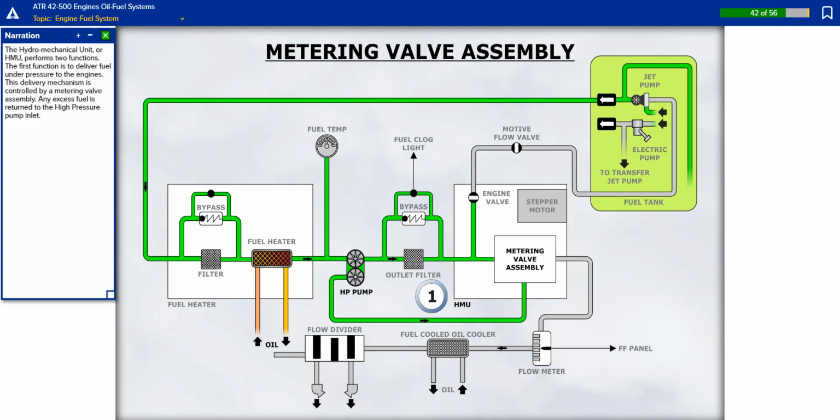The hydromechanical unit, or HMU, performs two functions. The first function is to deliver fuel under pressure to the engines. This delivery mechanism is controlled by a metering valve assembly. Any excess fuel is returned to the high-pressure pump inlet.